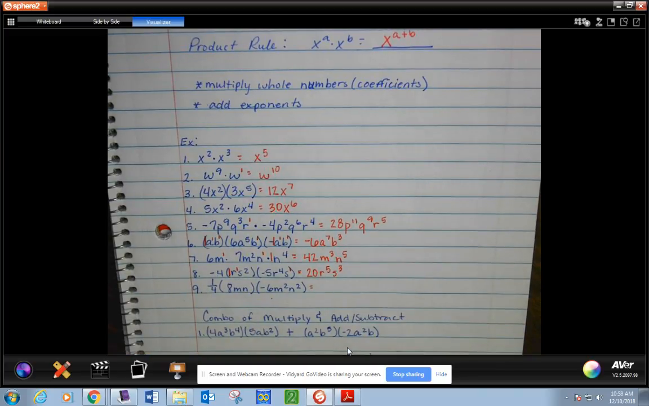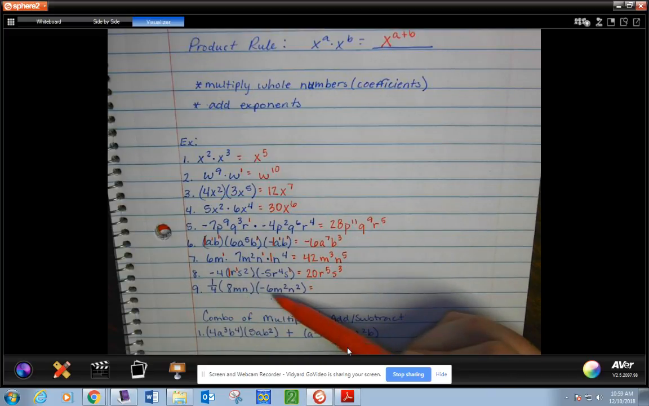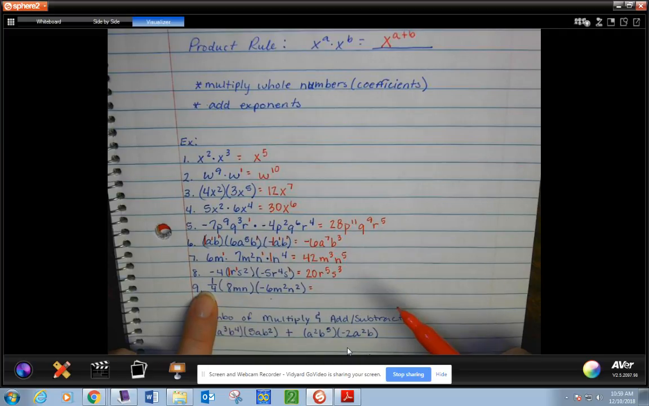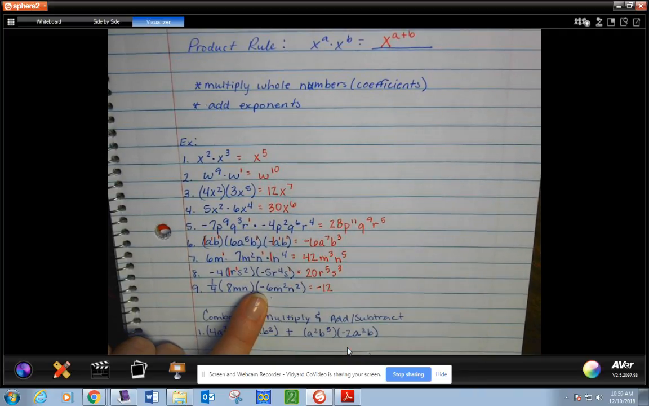Okay, one more example like this. Had to throw a fraction in there. 1/4 times 8mn times negative 6m squared n squared. Okay, so first thing we're going to do is take a fourth of 8. A fourth of 8 is 2. So 1/4 of 8 is 2. And now I take 2 times negative 6, which would be negative 12.